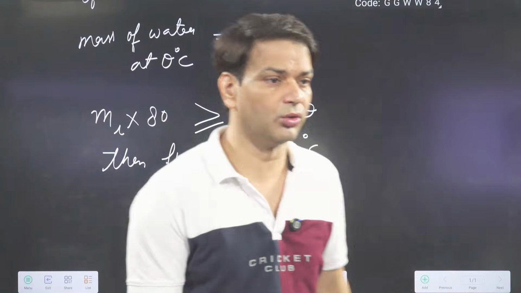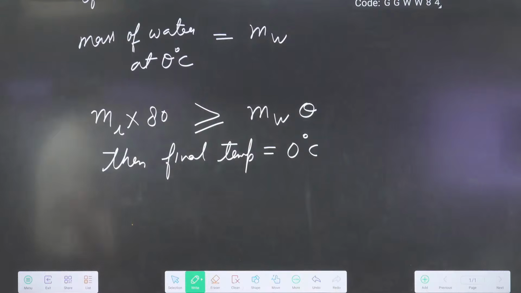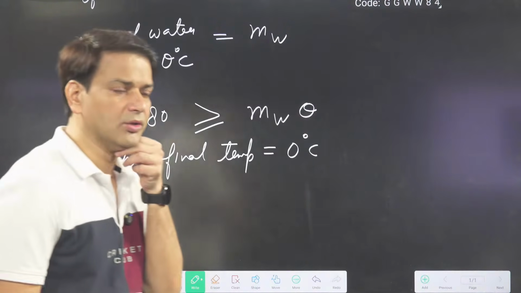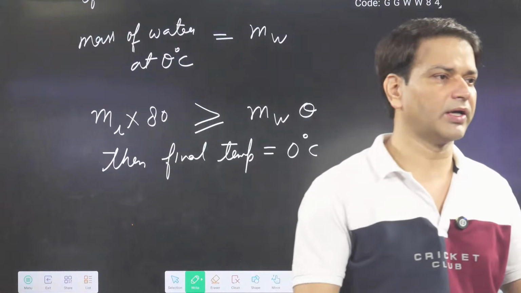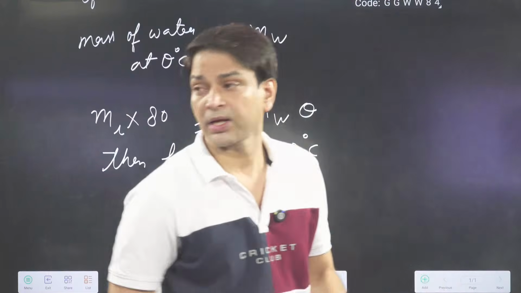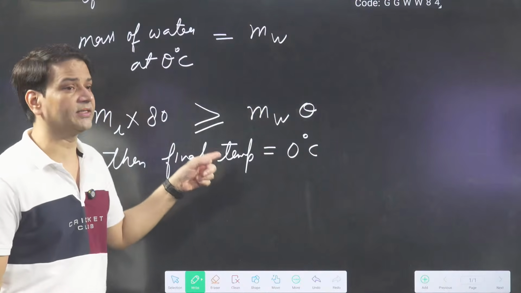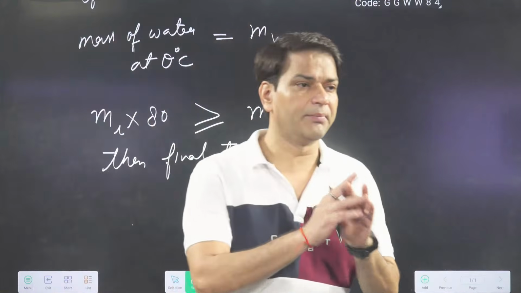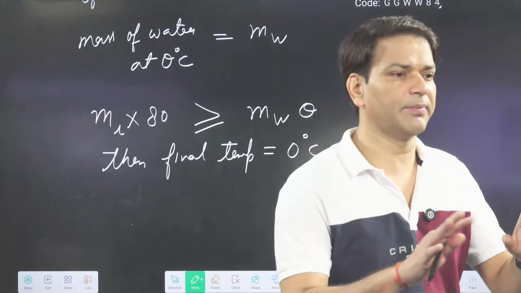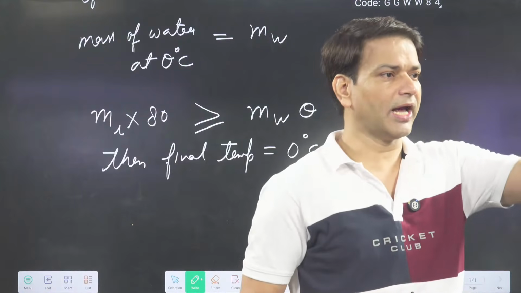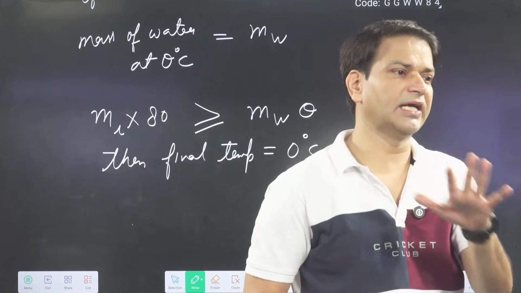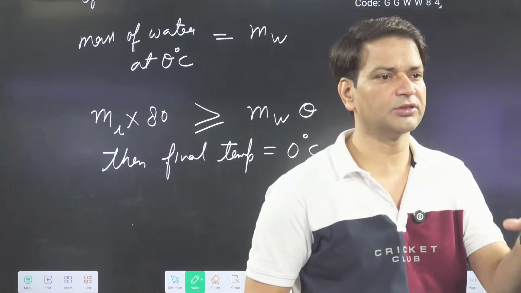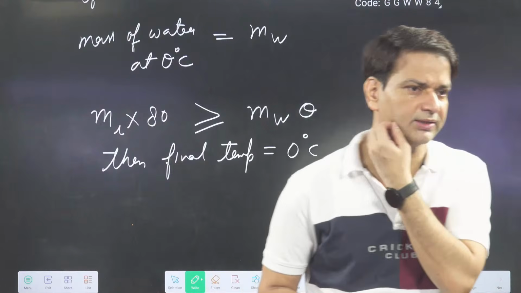or more than 0. So we will find the product of Mi and L, and the product of MW and theta. If Mi into L is greater than or equal to MW theta, then we can say the final temperature will be 0 degree C. If you get exactly equal, then we can say the ice will melt completely, and the final temperature will be 0 degree C. Understood or not?